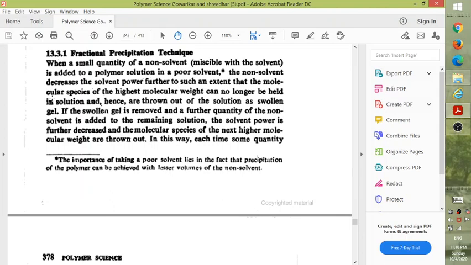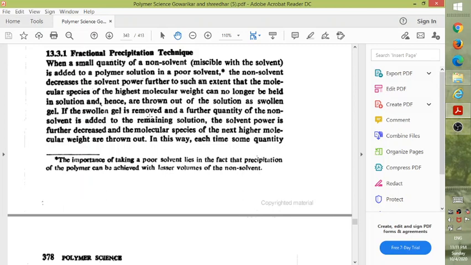So suppose there is a solution containing solvent and polymer. The polymer is dissolved in the solvent, but this solvent is a poor solvent. If I add a non-solvent which is miscible with the solution, it will further reduce the solvent power of that poor solvent. At first it is only a poor solvent, then the non-solvent will further reduce its solubility of the polymer. So what will happen? In the polymer, the highest molecular weight species will be thrown out as a solvent gel first.